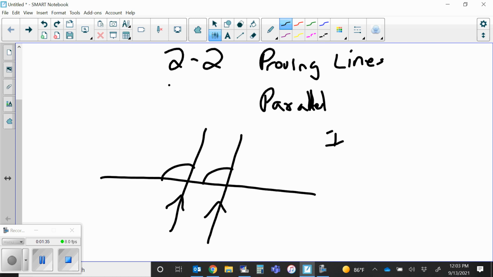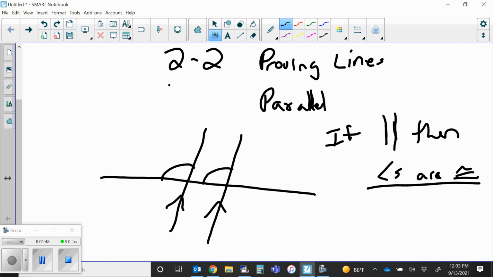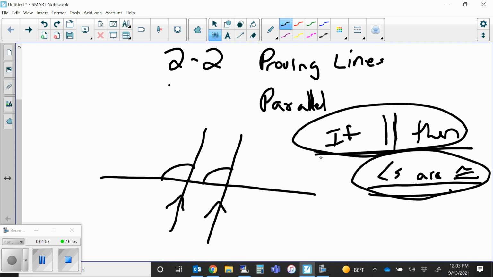Last week I said if the lines were parallel, then angles are congruent, and we gave them certain names. Today, I'm telling you the angles are congruent, and what are you now telling me? Then that means the lines are what? What is that called when we switch the if and the then? It's called the converse. So why is today's lesson supposed to be very easy? Because it's called the converse of what we did on Friday. So we're just combining two lessons together.